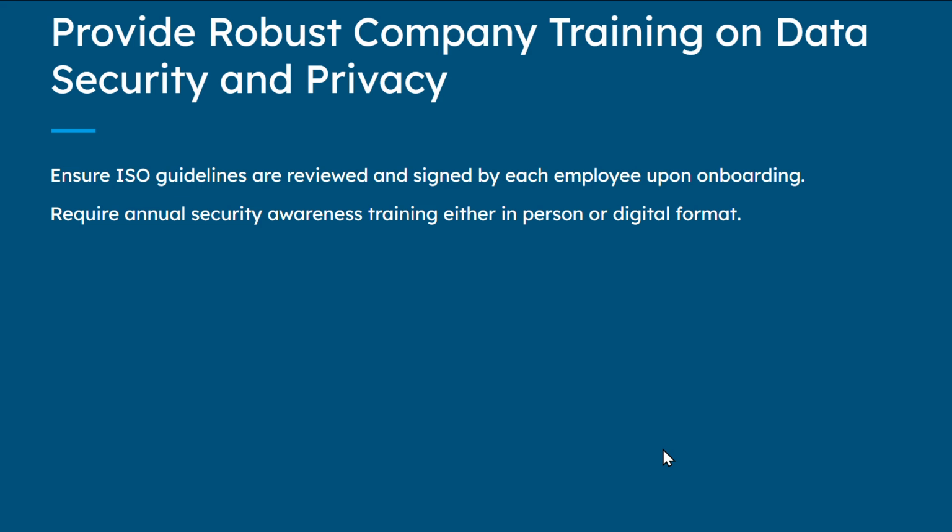So the things that would be ideal, right? Things that need to happen is that you have to provide a robust company training on data security and privacy throughout the company. Make sure that the ISO guidelines are reviewed and signed by each employee upon onboarding. And then do an annual security awareness training, either in person or digital format, and make sure that that video is also available to the new employees that are onboarding.